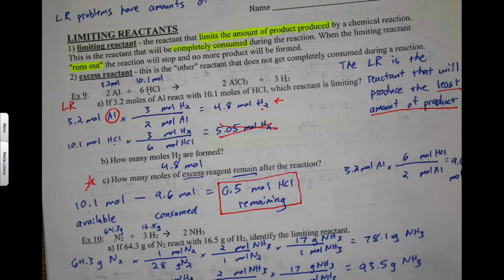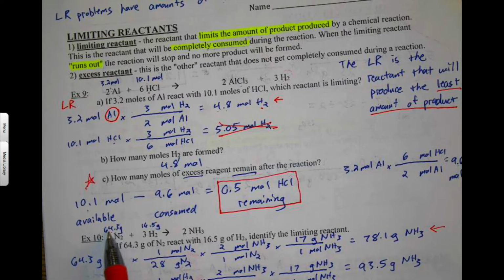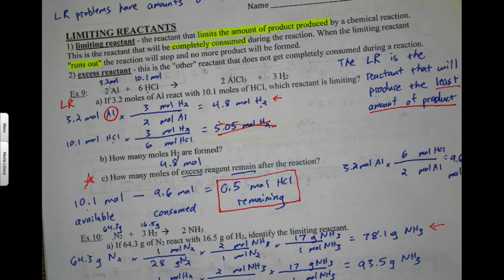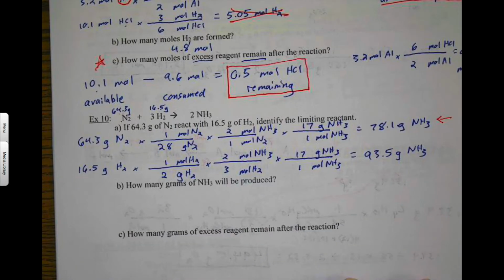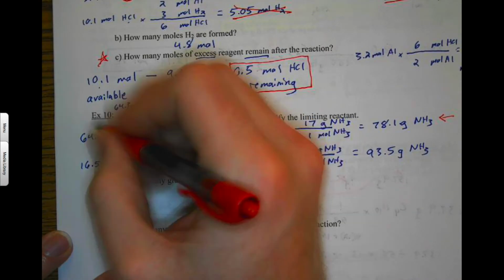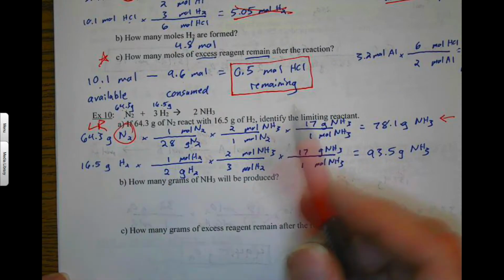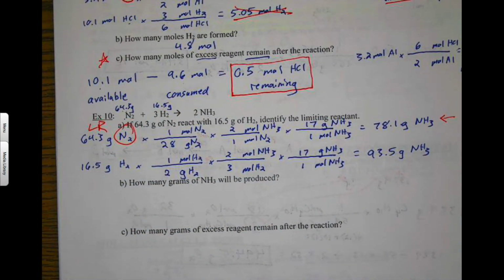So now you're able to identify which one is the lesser amount. That's this guy, the first one. And you'll see that even though you started with 64.3 grams of nitrogen and you had more mass than the other one, this is the one you ran out of first. So as you can tell, it's not always cut and dry from what you're given. So this guy is our limiting reactant. If I ask you to identify the limiting reactant, please write down N2 is LR. You could say that. That would be fine.